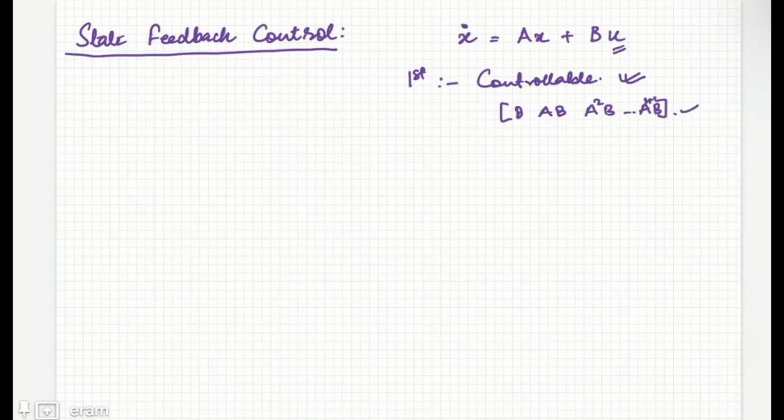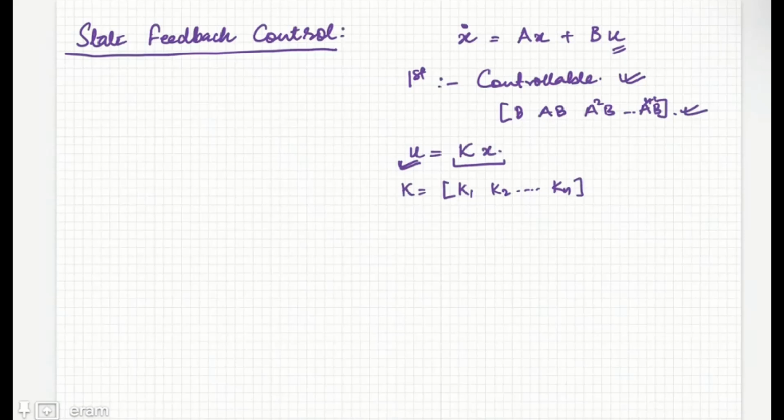If this controllability matrix is of full rank, then we can design a state feedback controller of the form U equals K into X, where K is a row matrix K1, K2 up to Kn, and X is obviously a column vector. So K into X will give us a scalar, because U is a scalar function. So here we are considering a single input system.